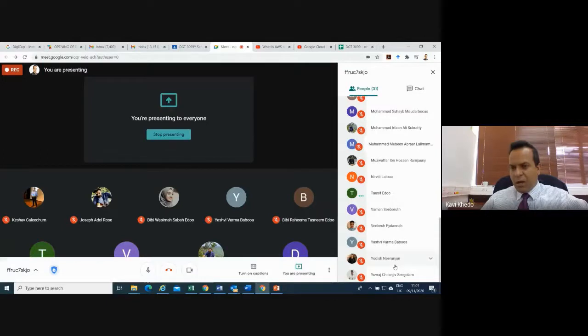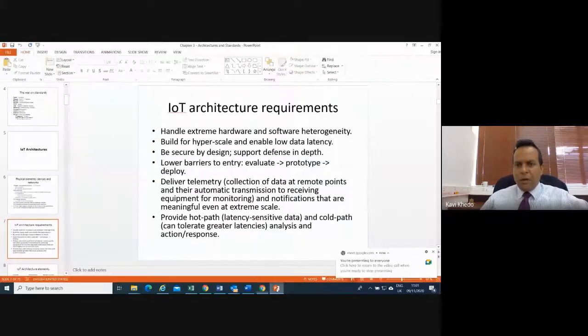Yodish Niranjan, can you help Edu? Yodish Niranjan? Okay, your friend saying delay in transmission. Okay, so more or less what you're saying. And when we're talking about enable low data latency, that is in the IoT system, the IoT architecture should be designed in such a way that it doesn't take a lot of time for your data to be transmitted from the sensors eventually to the cloud, because the latency should be very low. The time it takes to transfer from the sensor to the cloud should be at a minimum.